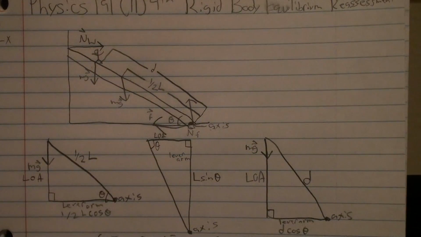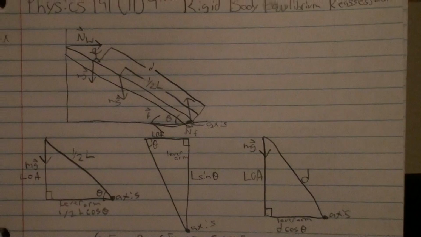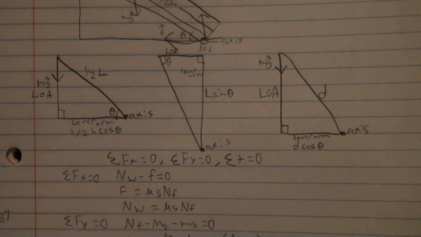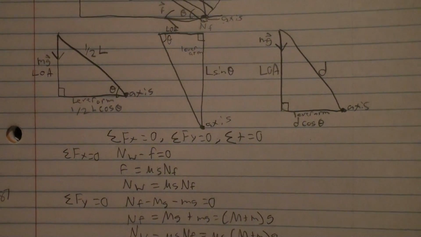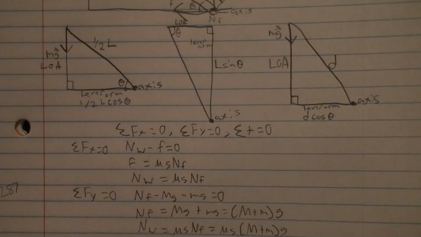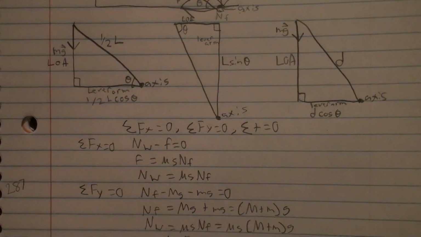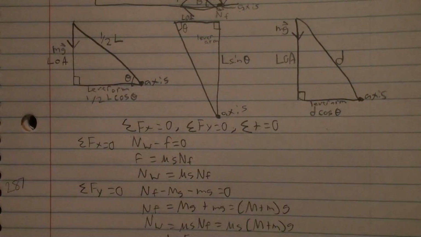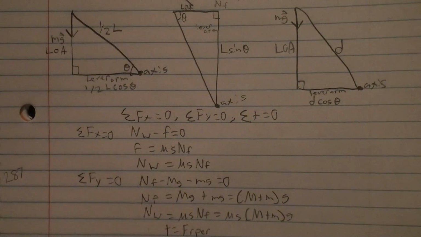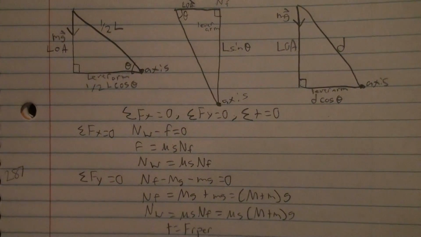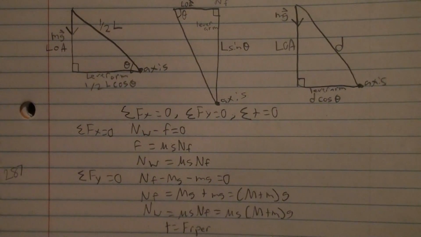Now knowing all that, I was able to apply the conditions for equilibrium, starting with the sum of the forces in the x direction equal to 0. I found that N sub W minus F is equal to 0. Let me scroll down here so that you can see that. If the climber is at the highest possible point, the frictional force must have its maximum possible magnitude, which gives F equal to mu sub s times N sub F. I was able to combine these two equations and attain a relationship between the magnitudes of the normal forces: N sub W is equal to mu s times N sub F.